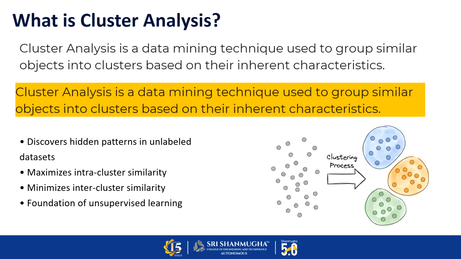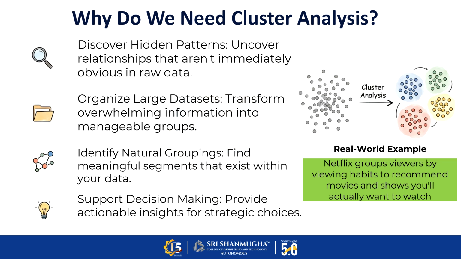So cluster analysis does exactly this, but with data. Before clustering, your data looks like a random scatter of dots on a page. After clustering, those dots are organized into neat groups like colored bubbles. The algorithm does this automatically by measuring how close or similar two data points are to each other. Why do we need cluster analysis? There are four core reasons: discover hidden patterns, organize large data sets, identify natural groupings, and support decision making.